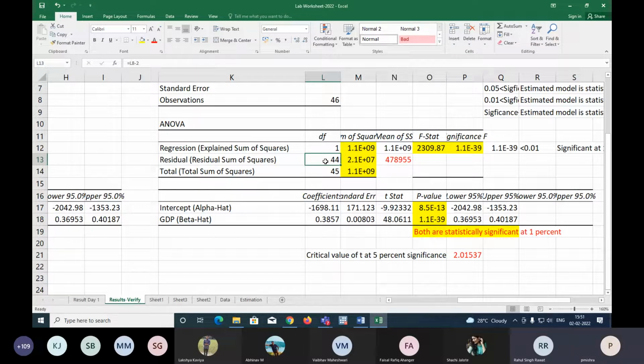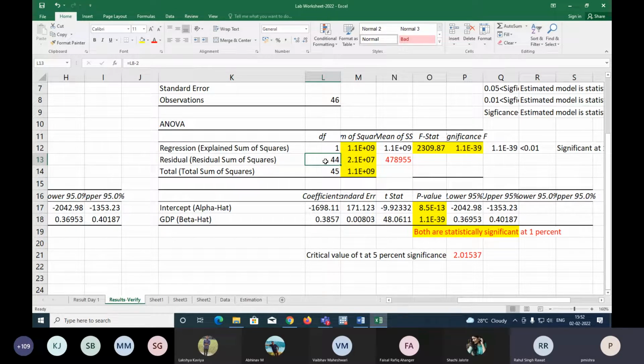And then you just compare with respect to the lower limit and upper limit. Lower limit, upper limit, I told you how to compute. It is basically mu plus minus critical T into sigma, the standard error. So beta hat plus minus critical value of T multiplied by the standard error. Similarly, alpha hat plus minus critical value of T multiplied by the standard error. You will get the lower limit and upper limit.